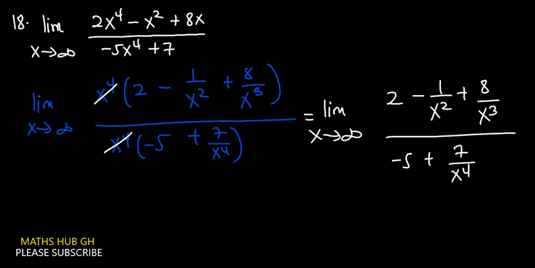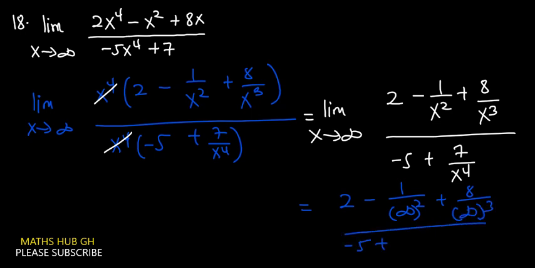So if you do the direct substitution, you're going to have 2 minus 1 over infinity squared, plus 8 over infinity cube divided by minus 5 plus 7 over infinity to the power 4. So this value will approach 0, this also 0, and then this also 0. So at the end, our answer will be equal to minus 2 on 5. So that will be our final answer. So let's look at the next example.